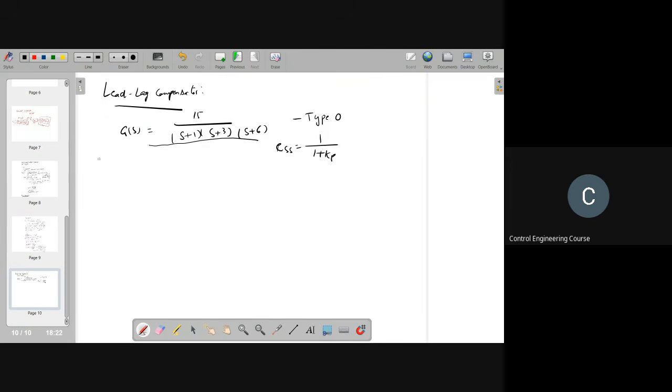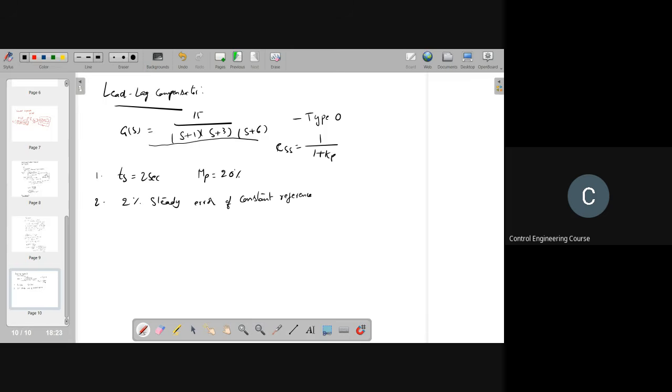So what we have to do, given the specifications: the system has to have a settling time of 2 seconds, a maximum overshoot Mp of 20%, and they wanted the steady state error to be less than 2% for a constant reference. These are the desired specifications of the system.